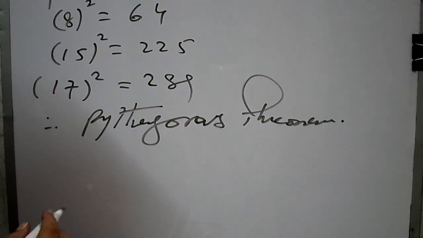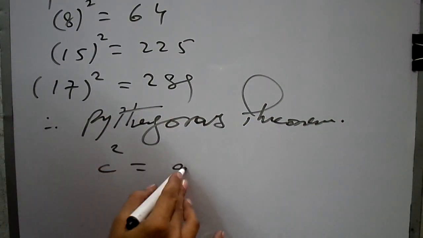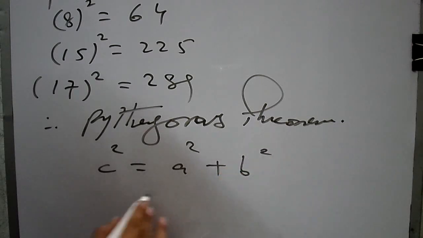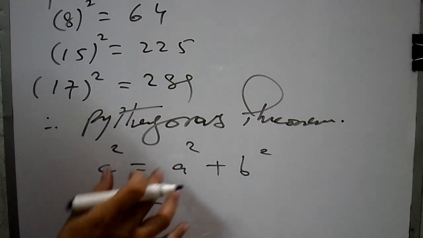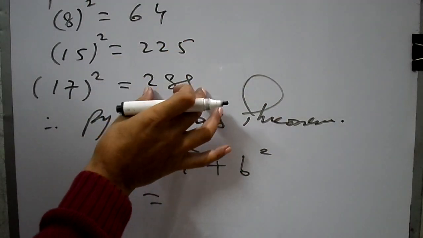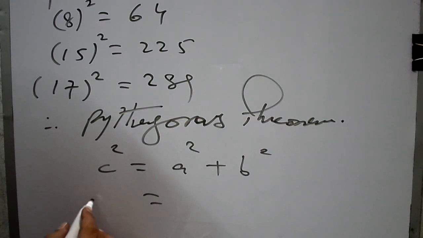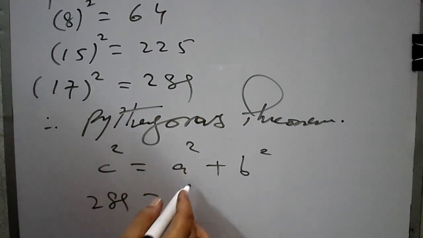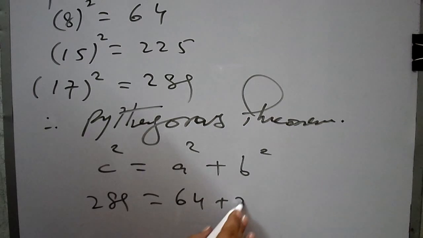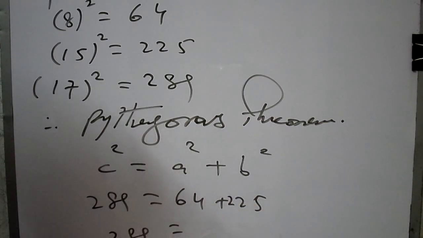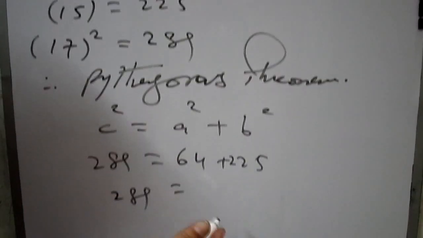In Pythagoras theorem, C square is equal to A square plus B square. So putting the values, if you put C as 289, A as 64 and B as 225, it means if left hand side is equal to right hand side, then they are the sides of a right angle triangle.